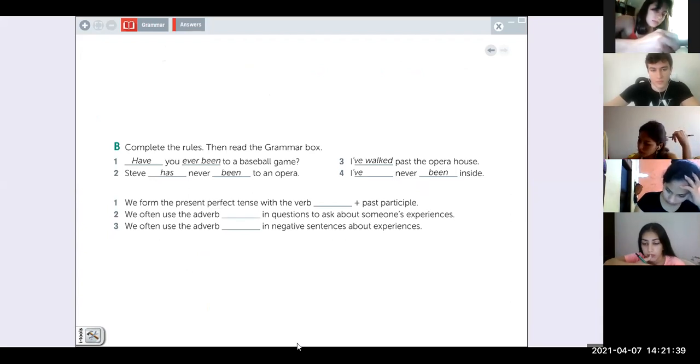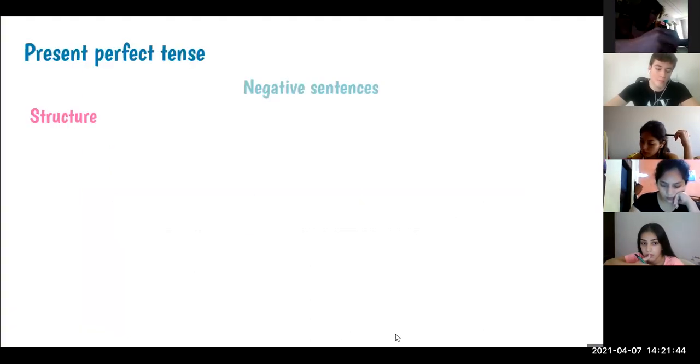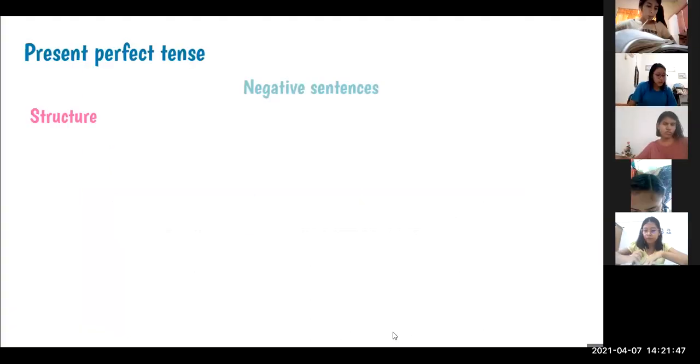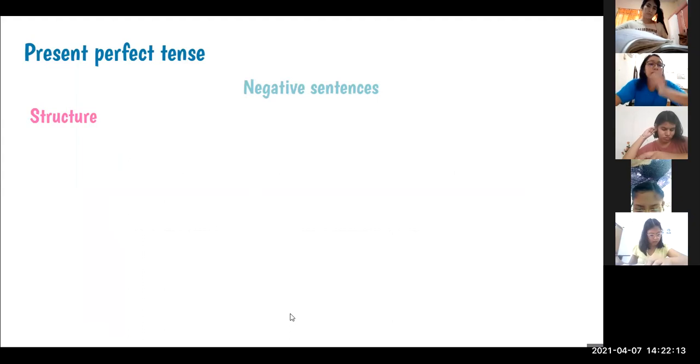So what do we need first for the negative sentences? Diana, Pachuri, what do you think? What do we need first? Subject. Mm-hmm. And have. Okay. I don't know, teacher. Okay. Never. Okay, never. Anybody else?